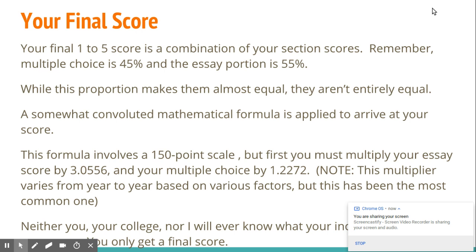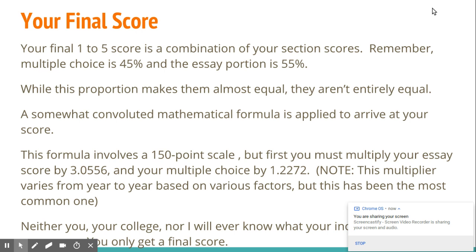In order to get to that scale, you have to multiply your essay score by 3.0556 and your multiple choice score by 1.2272. That multiplier is going to change from year to year because there are lots of different factors. Sometimes the essays are more difficult than others, so the multiplier might be more. But this has been the most popular and common one. This is the one that's published in most books and even on the College Board's website.